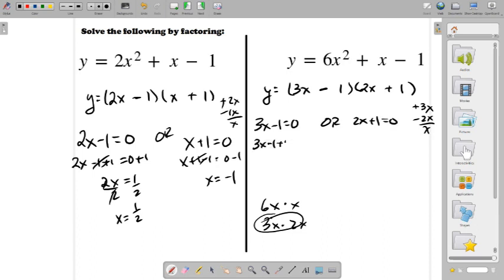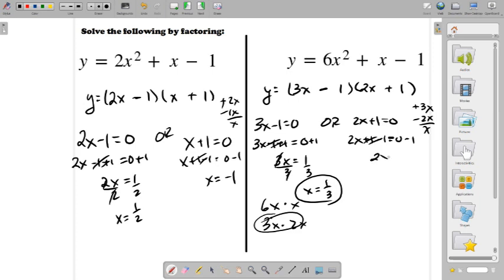3x minus 1 plus 1. 3x equals 1. Divide by 3. X equals 1/3. And 2x plus 1 minus 1. 2x equals negative 1. Divide by 2. X equals negative 1/2. So x equals 1/3, or x equals negative 1/2.